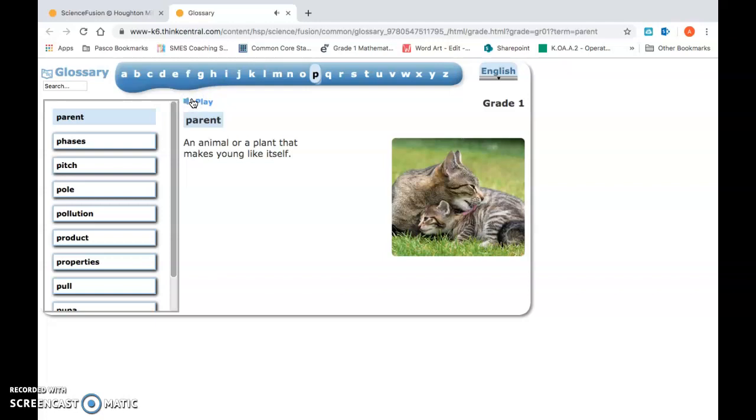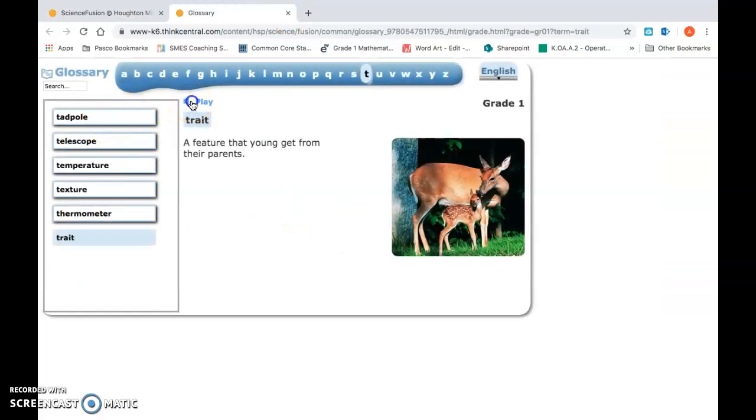Parent, an animal or a plant that makes young like itself. Trait, a feature that young get from their parents. What that means is like what they look like, something they get from their parents.